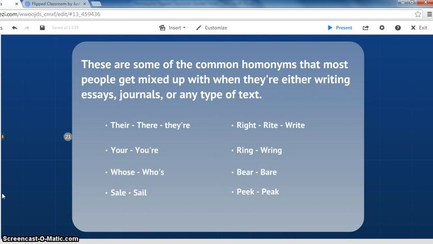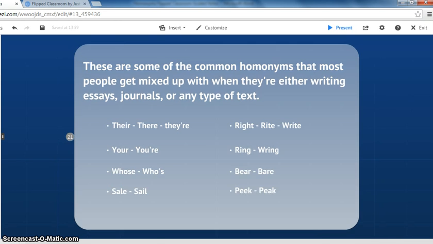These are some of the common homonyms that most people get mixed up when they're either writing essays, journals, or any type of text. There, they're, and their, which we've already discussed. Right and write. Your and you're. Ring and wring. Whose and who's. Bear and bare. Sail and sale. And peak and pique. I think you're starting to get the idea behind homonyms, but if not, you can always continue to look up things online. Email me and ask me in class, or rewatch this video.